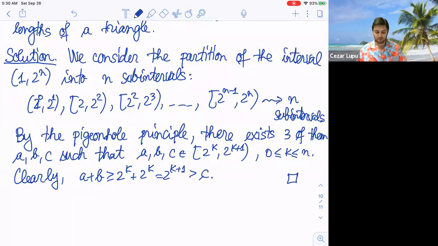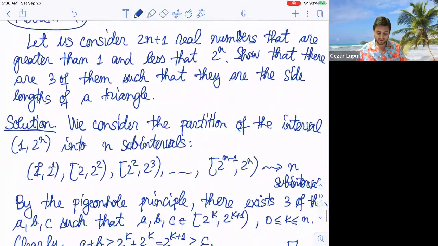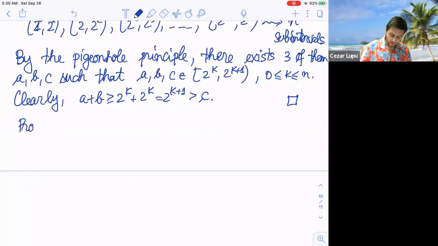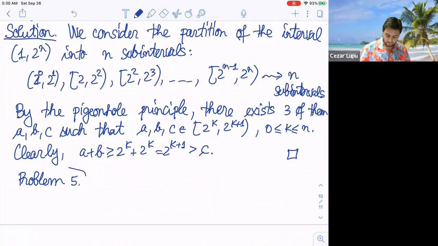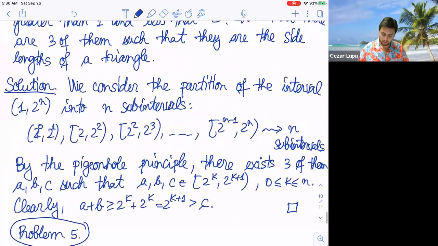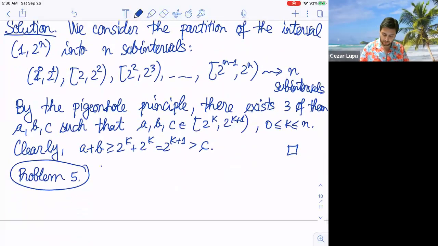All right, so this was an easy problem as well. Now let's do a harder one. So we'll do 2 harder problems now. So problem 5 will be a Putnam. This is a Putnam A4 in 1993.